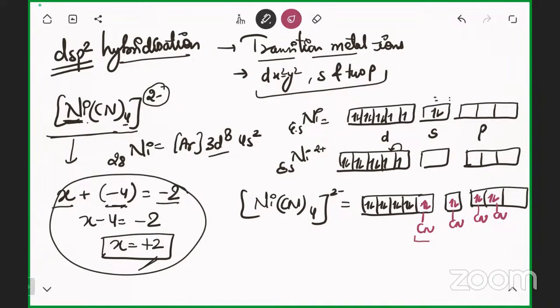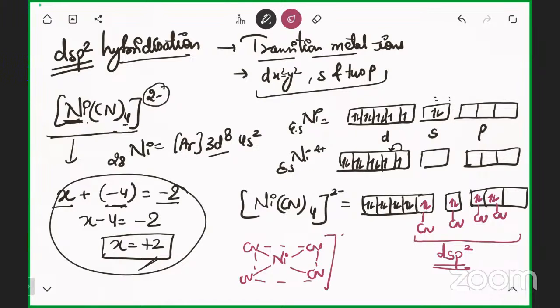Okay. So 1 orbital of d, 1 orbital of s, and 2 orbitals of p are hybridizing together. So they are forming dsp2 hybridization. The shape of this is Ni, CN, CN, CN, CN, and just join them. And total will have 2 negative charge, and this structure is known as square planar. Clear?